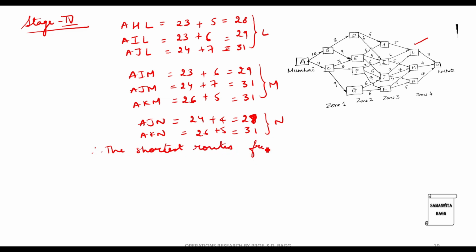routes from A are A to L, minimum value is 28. A to M, minimum is 29. A to N, minimum is 28. So stage 4 also completes here. Last I'll go to stage 5.